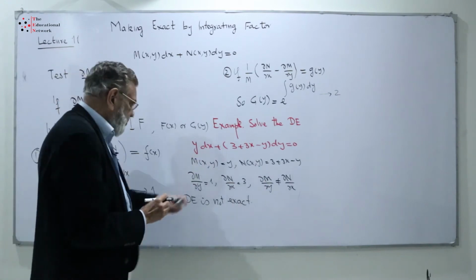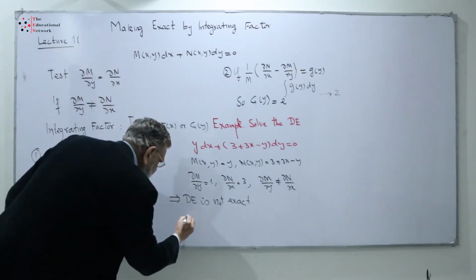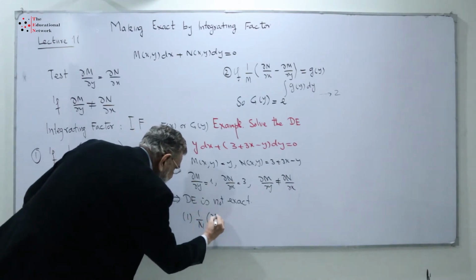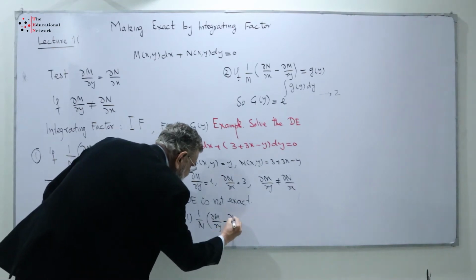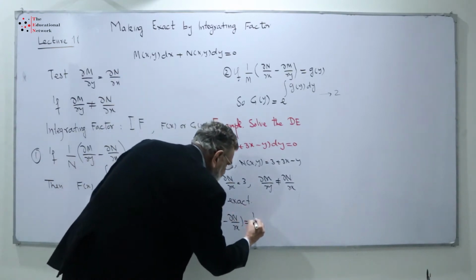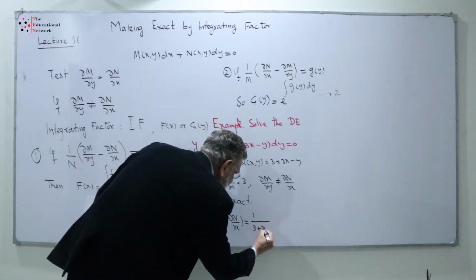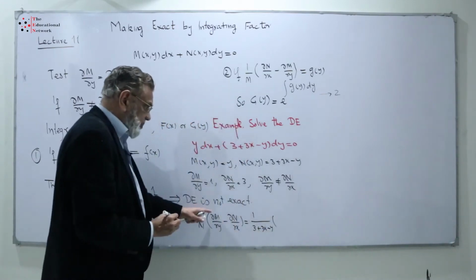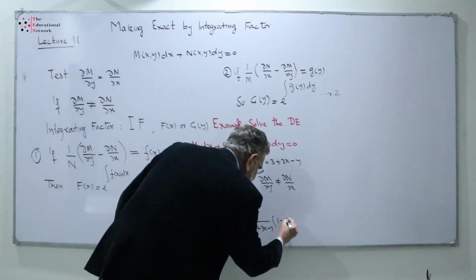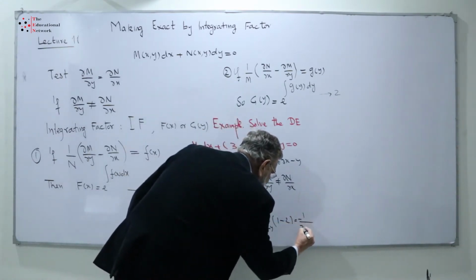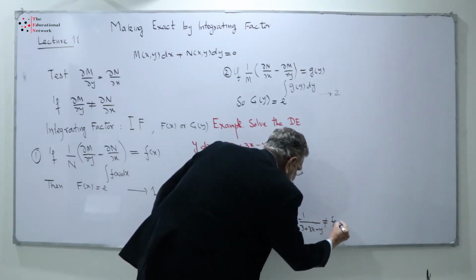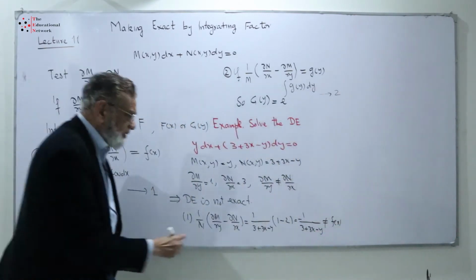So I just start from 1 upon N, this one. We try 1 upon N times (partial M by partial y minus partial N by partial x). Here 1 upon N is equal to 1 over (3x minus y), and partial M by partial y minus partial N by partial x is 1 minus 3, which is minus 2. We get minus 2 over (3x minus y), and this is not a function of x. We can see it here. This is a function of x and y.